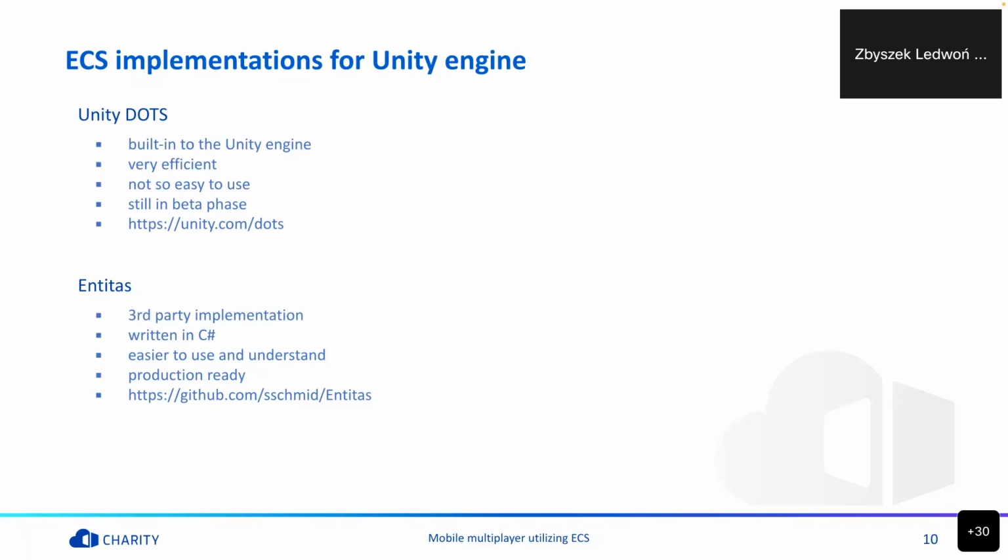And regarding the languages that are involved, DOTS utilizes C++. I mean, Unity under the hood is written in C++, but it's not object-oriented code, so it's actually kind of C, you can say. And so it's very, very efficient. It doesn't get better than this, to be honest. And Entitas is written in C#.